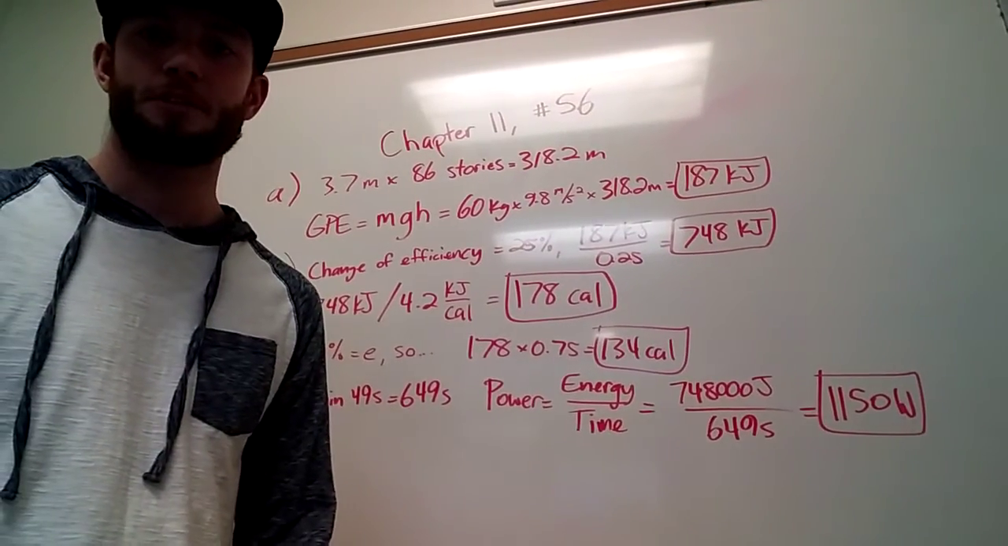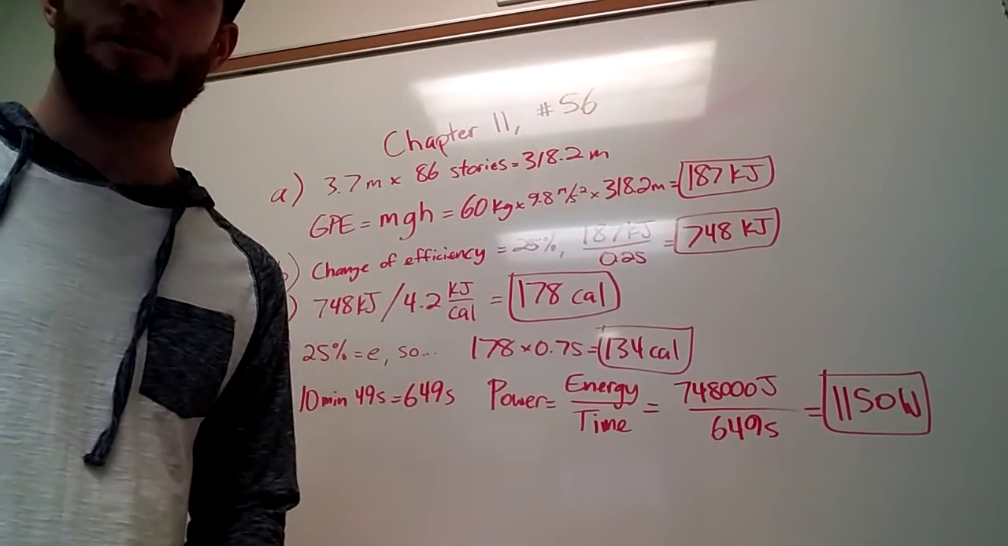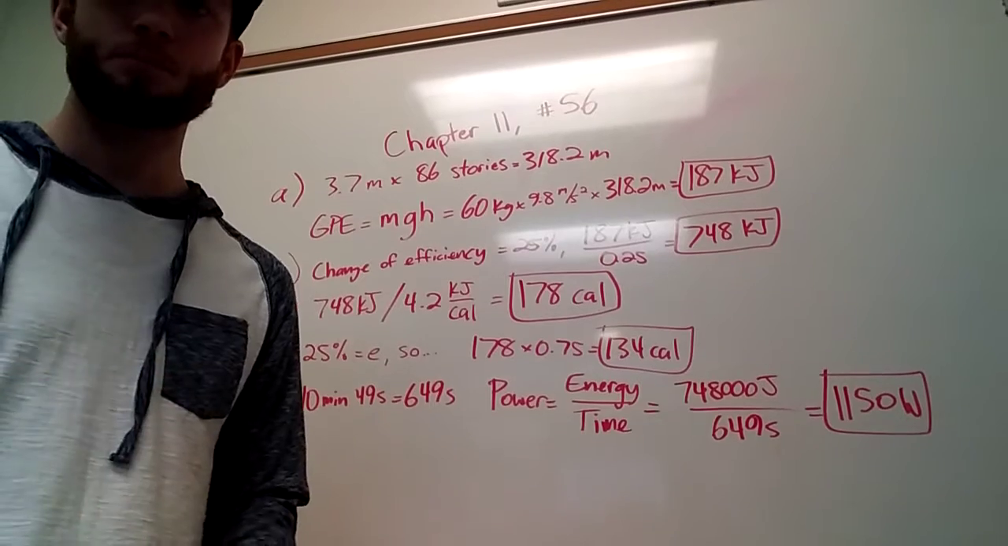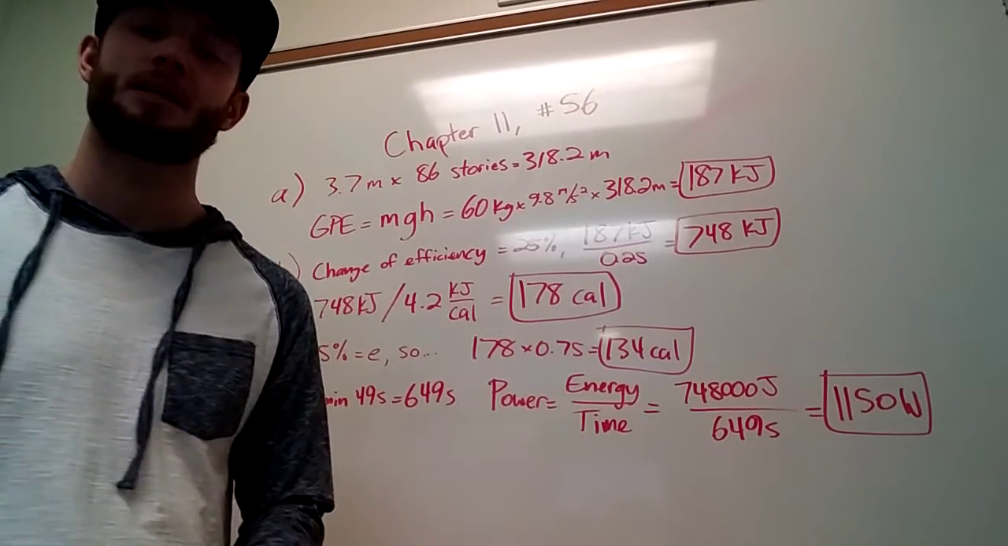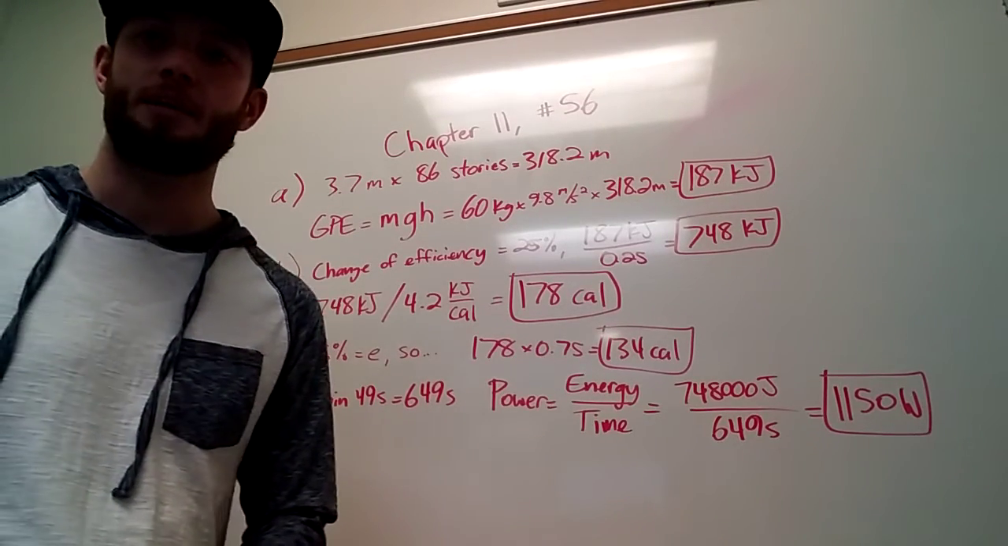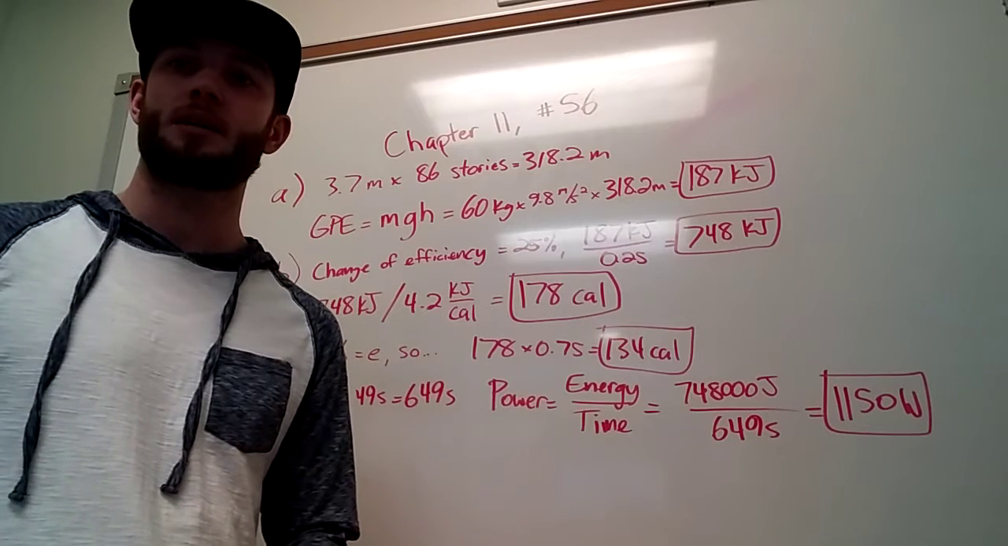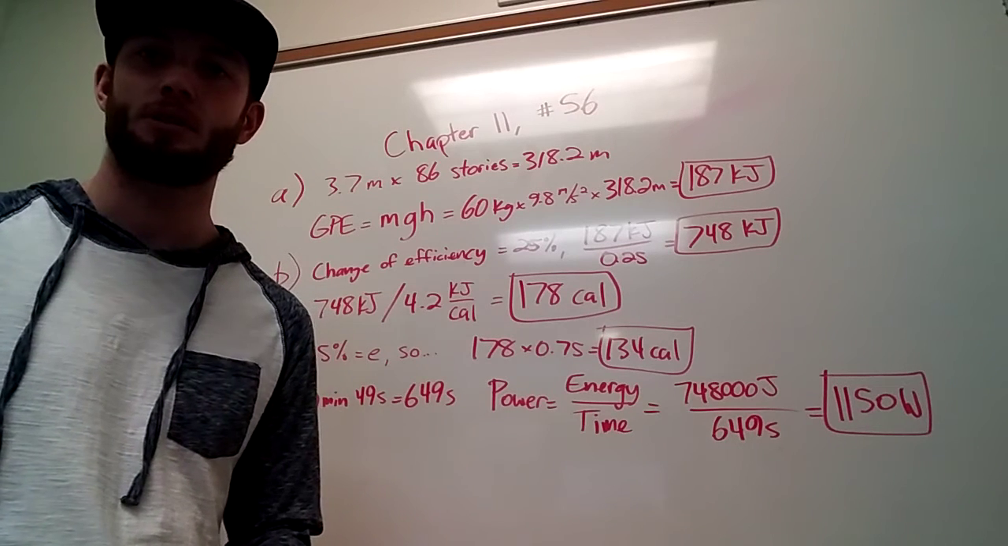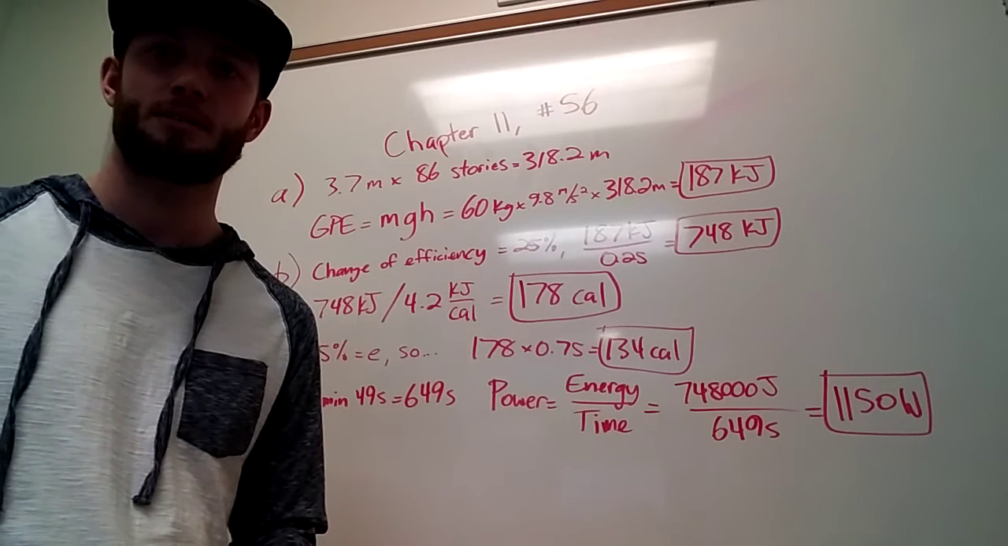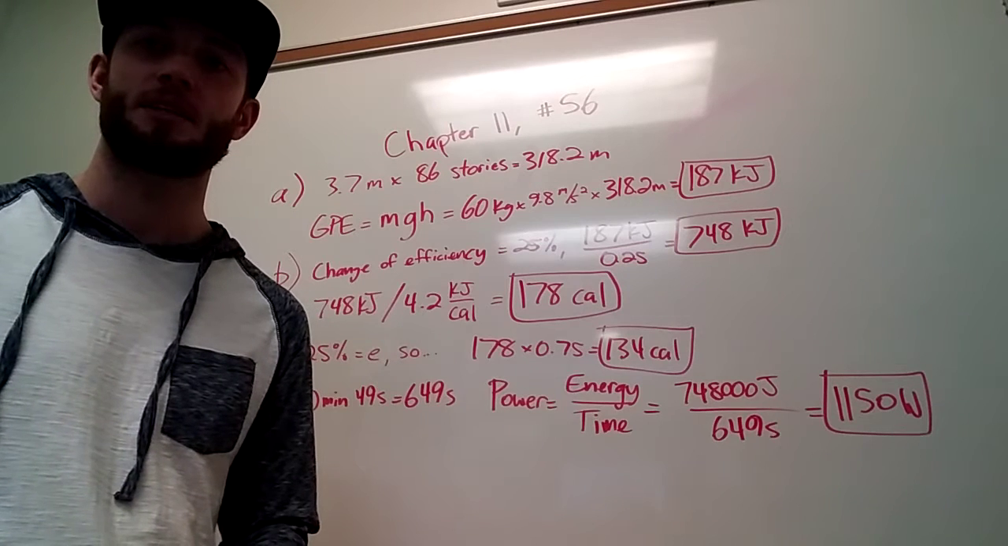Hi, this is an explanation for problem 56 in chapter 11. This problem has 5 different parts. It says the winning time for the 2005 annual race up 86 floors of the Empire State Building was 10 minutes and 49 seconds. The winner's mass was 60 kilograms.